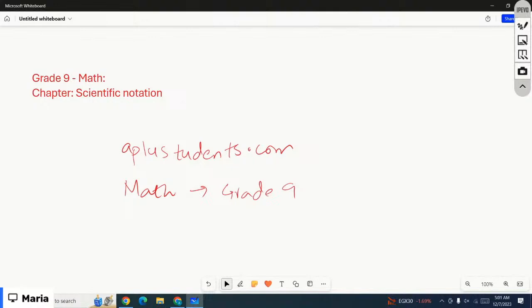Please make sure you have your notebook and pencil so that you can note down the important examples and definitions as well. So let's just start with the lesson scientific notation, right? So what do you know about scientific notation? What is scientific notation?